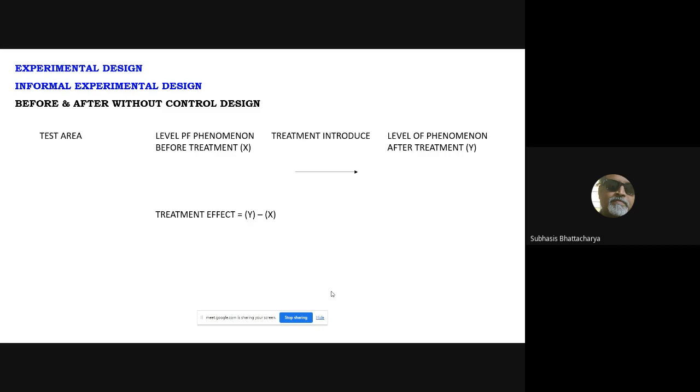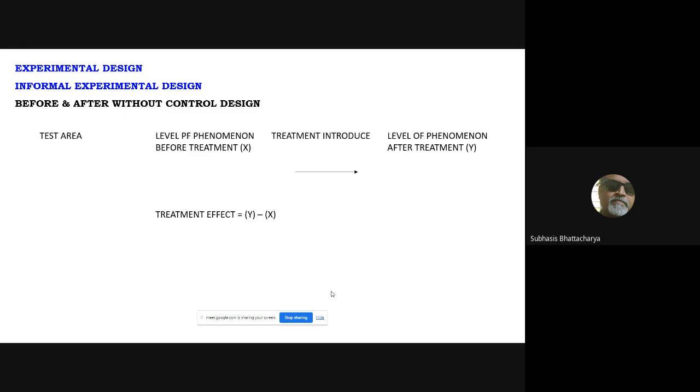So the dependent variable is measured two times. That is, first one before the treatment, and another one after the treatment. Then you get the treatment effect. Here it is identified as the difference between Y and X. So the effect of treatment would be equal to the level of the phenomenon after the treatment minus the level of the phenomenon before the treatment.